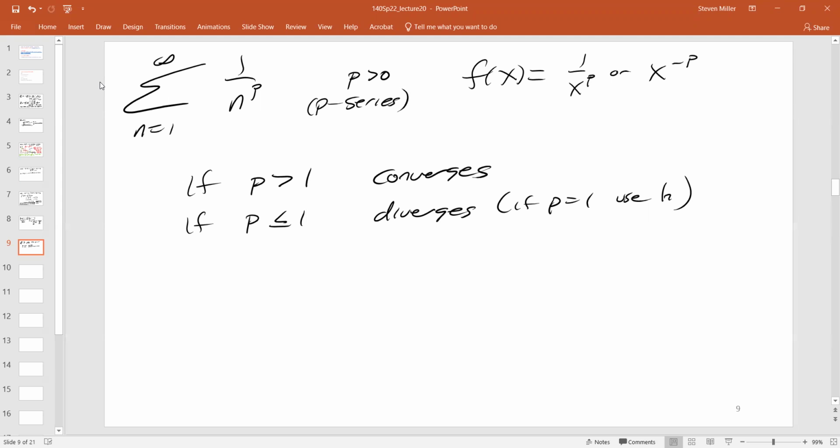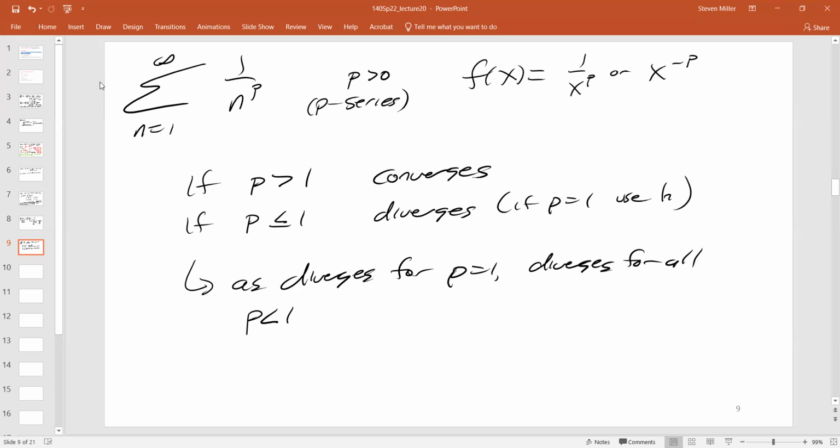But of course, to some extent, as soon as you know it converges for one value of p, it converges for all larger values. As soon as you know it diverges for a value of p, you know it diverges for all smaller values. So once we know it diverges for p equals 1, it diverges for everything smaller by the comparison test. It diverges for p equals 1, so it diverges for all p less than 1 by the comparison test.